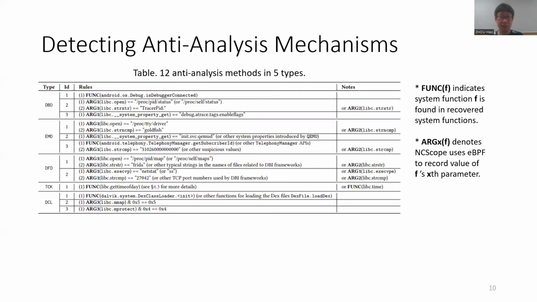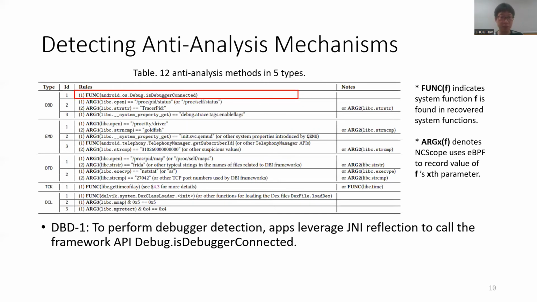This table lists the detection rules summarized for NCScope to detect anti-analysis mechanisms in native code. In total, we collect 12 anti-analysis methods in 5 types, including debugger detection, emulator detection, dynamic binary instrumentation detection, timing check, and dynamic code loading, by referring to the code segments and technical details in research papers and GitHub repositories.